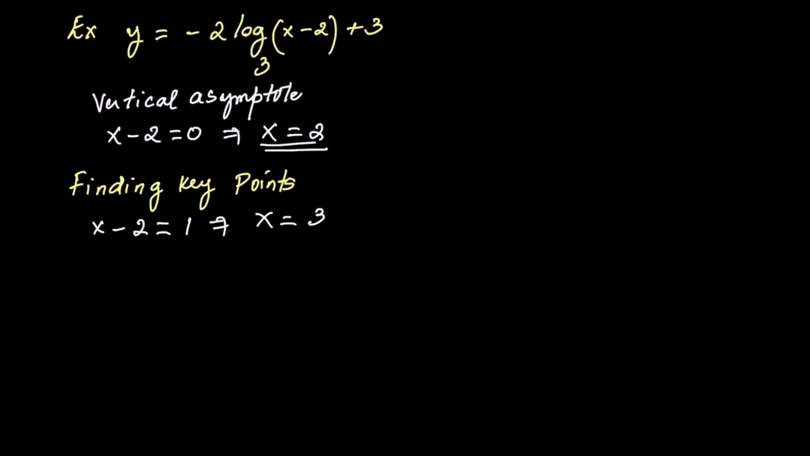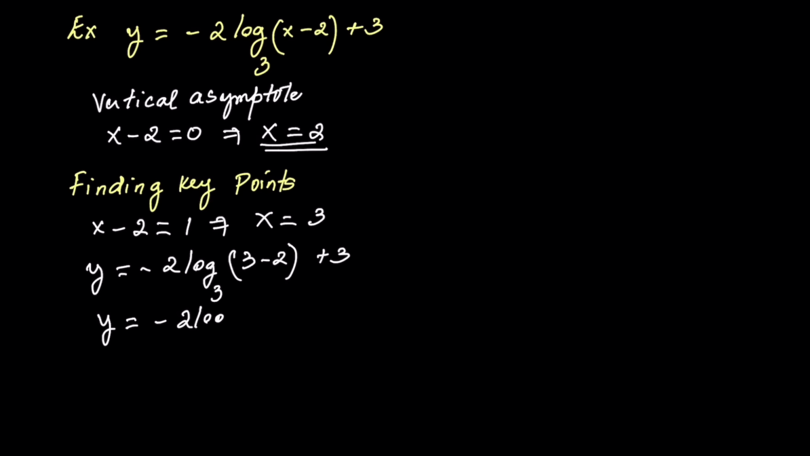Now we substitute x equals 3 into the function. Y equals negative 2 times log base 3 of (3 minus 2) plus 3. Y equals negative 2 times log base 3 of 1 plus 3. Y equals negative 2 times 0 plus 3. Y equals 3. Our first key point is 3, 3.